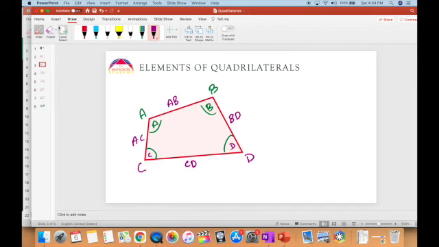So you notice here that we don't actually have to name the sides. The sides are just named by their vertices. So really, with a quadrilateral, you use your capital letter at each vertex and a capital letter again for the angle. So everybody cool with the elements of a quadrilateral?